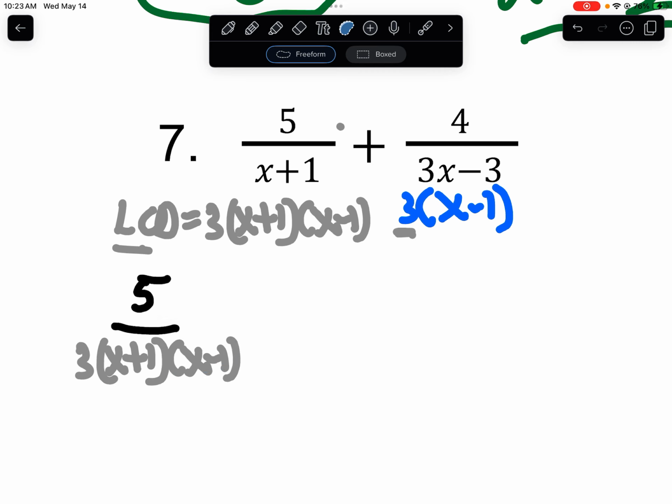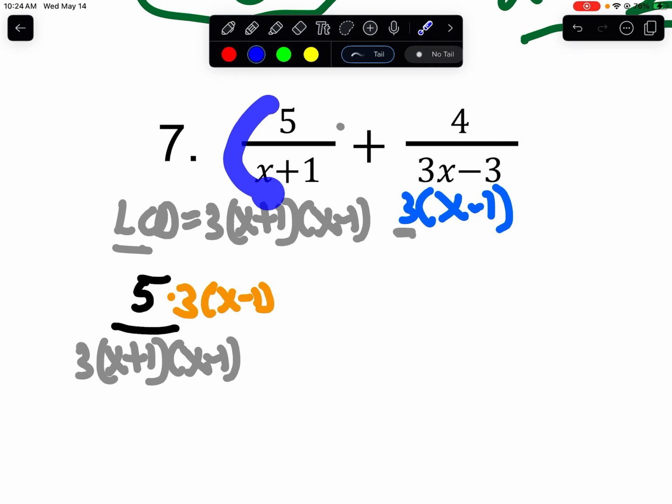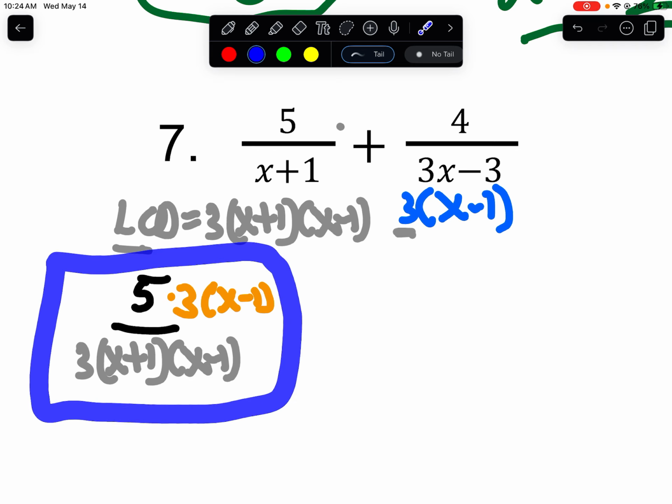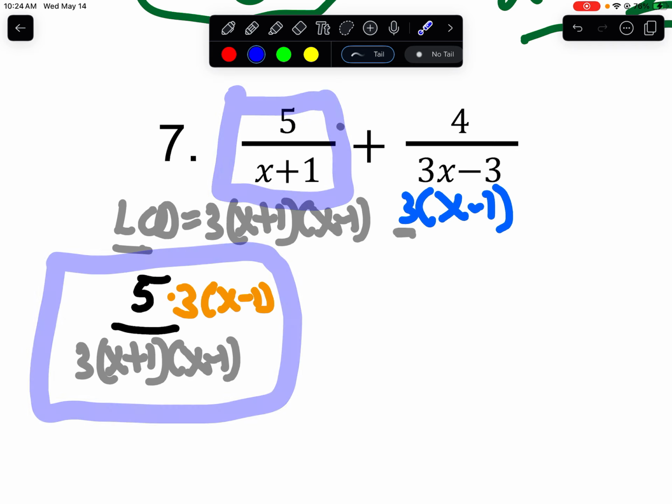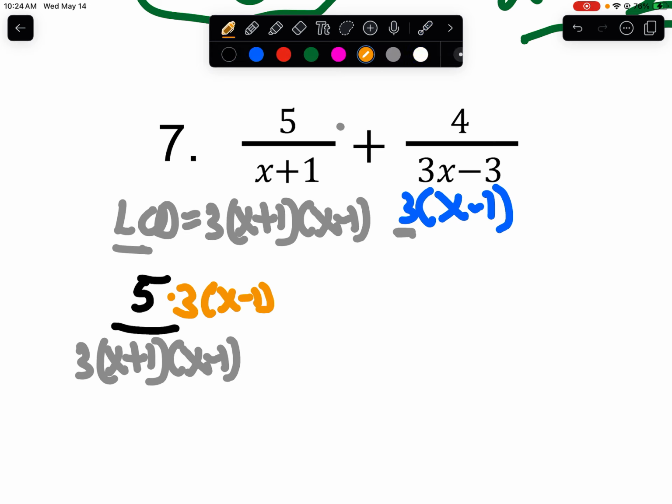Now, notice this was 5 over x plus 1. I have to add to the top the parts that are missing from the original problem. So in other words, a 3 is missing. So I have to make sure I multiply the top by 3. And an x minus 1 is missing from this, right? We've got an x plus 1. We don't have that 3, and we don't have that x minus 1. So I add it to the top. So what this is, if you reduced it, would be that. All right, but we're not reducing because it's over the common denominator.